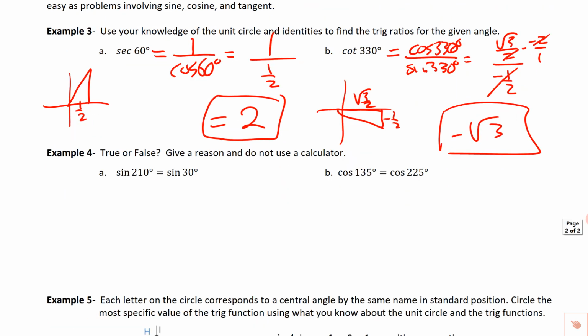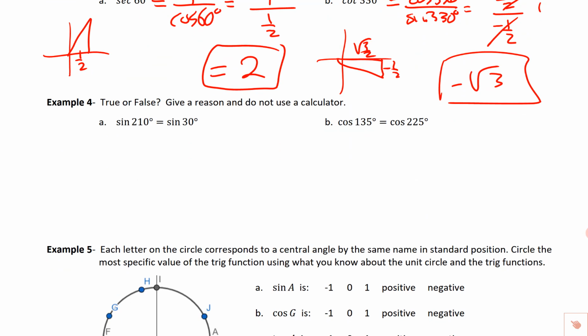Okay, now, we've got a couple more that we're going to take a look at, and these are more thinking questions than computational questions. And then I'll give you your assignment, and you'll see how easy this is. It says true or false. Don't use a calculator. Is the sine of 210 the same as the sine of 30? Raise your hand if you say true. Okay, put them down. Raise your hand if you say false. Okay, the people that said false, tell us why it's false.